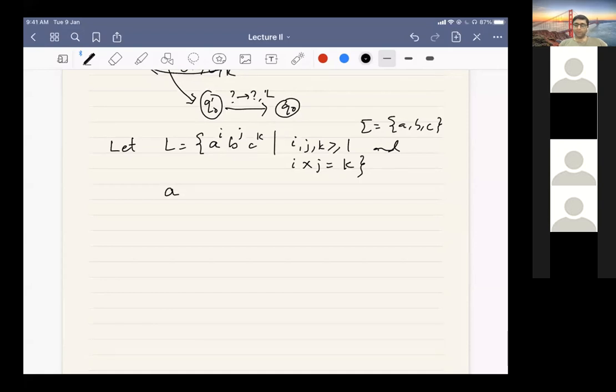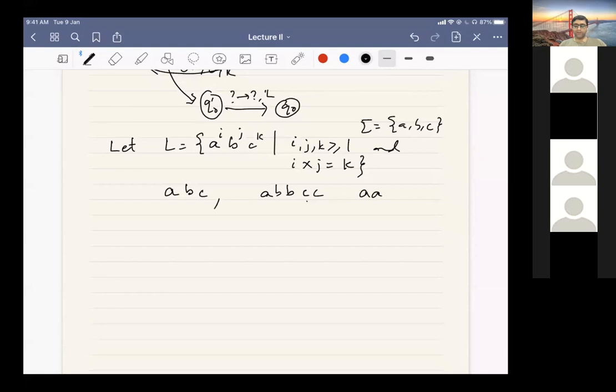For example, ABC is in the language because there's one A and one B, so one times one is one, so there's one C. ABBCC is also in the language because there's one A and two B's, so one times two is two, so there must be two C's, right?